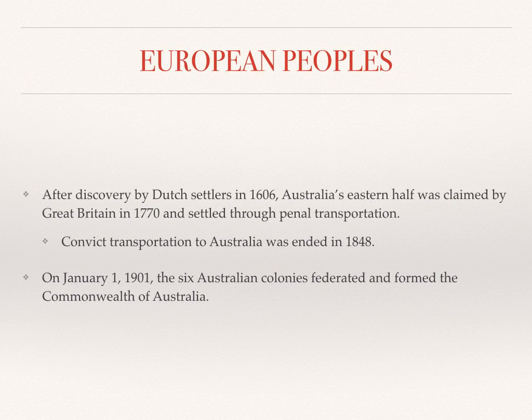European peoples. After discovery by Dutch settlers in 1606, Australia's eastern half was claimed by Great Britain in 1770, and they chose to settle Australia through penal transportation. So what England did is basically send their convicts to Australia, and this ended in 1848. On January 1st, 1901, the 6 Australian colonies federated and formed the Commonwealth of Australia, still under the control of the English at that time.